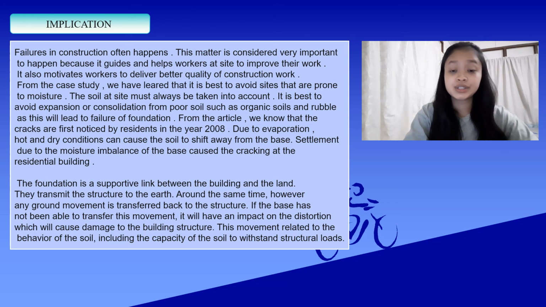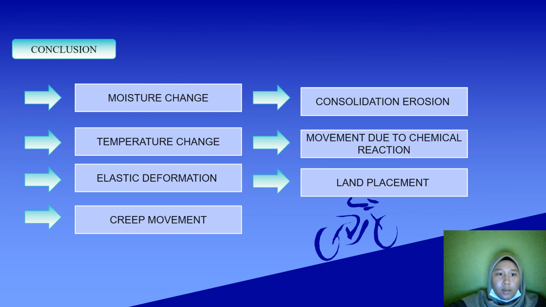This movement is related to the behavior of the soil, including the capacity of the soil to withstand structural loads. So, the conclusion of this report is there are 7 factors that cause a bad foundation. Among them are moisture change, temperature change, elastic deformation, creep movement, consolidation, erosion, movement due to chemical reaction, and land placement.